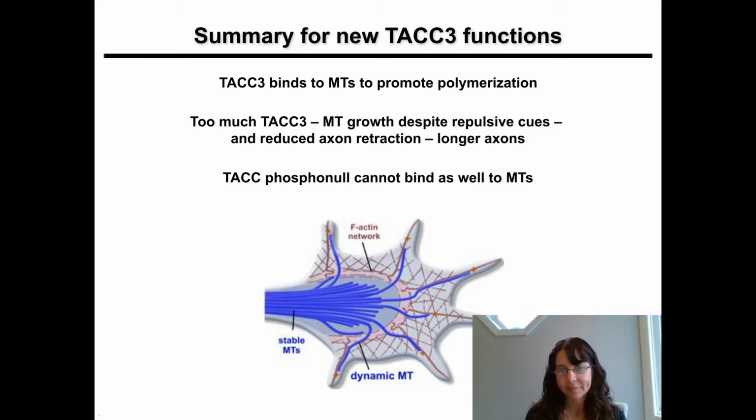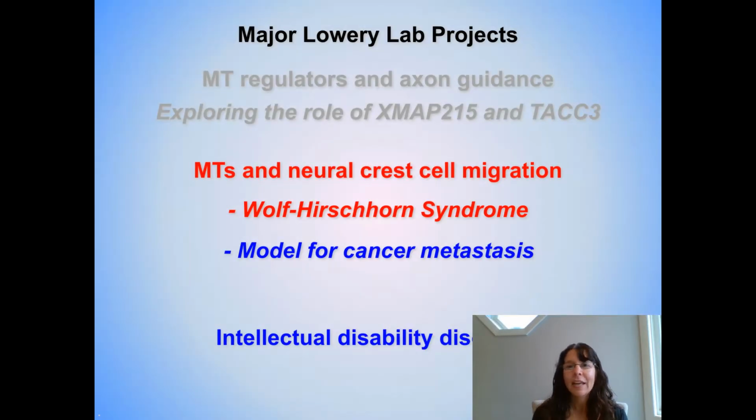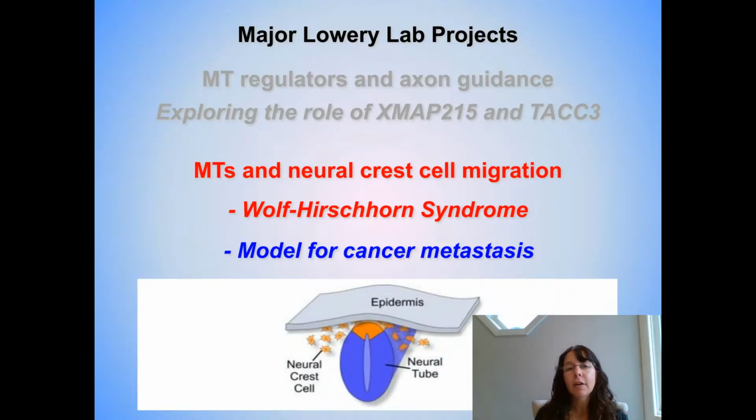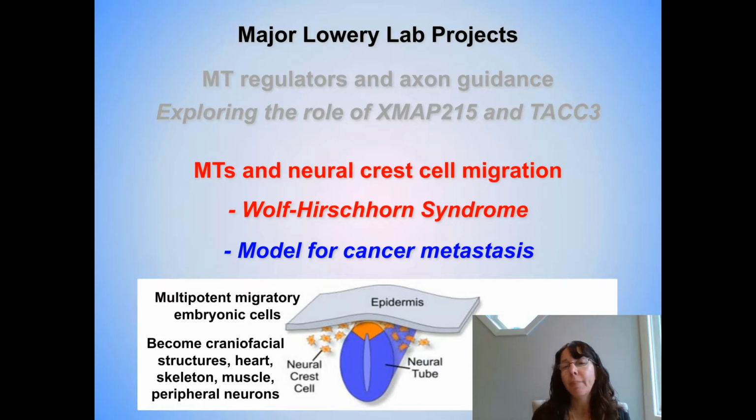Now, in the last few minutes of my talk, I want to turn to another area of research in my lab, looking at Wolf-Hirschhorn Syndrome. Now, this relates to neural crest cells, so I'm going to give you a brief introduction to them. Neural crest cells are a multipotent migratory embryonic cell type that delaminate from the neural tube during development, and they migrate throughout the embryo and become craniofacial structures, heart, skeletal muscle, peripheral neurons, many different cell types.